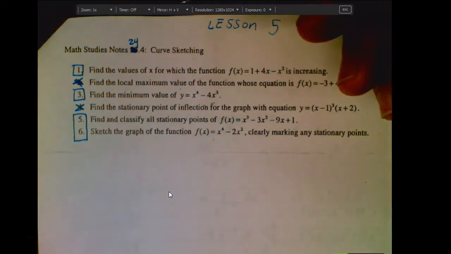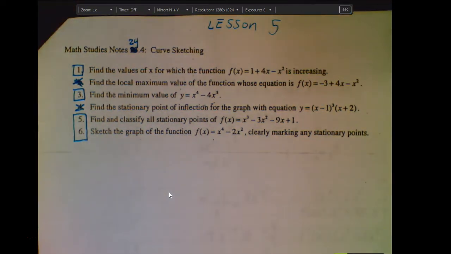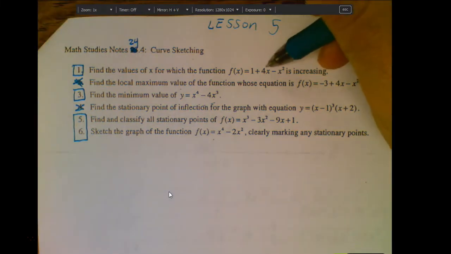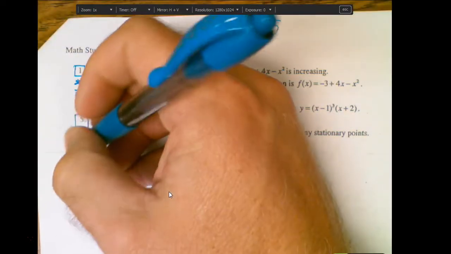So for the first one, it says find the values of x for which the function is increasing. So we've talked about that before. This basically refers to the area of the graph where the slopes are positive. So for number one, let me just start with identifying the derivative of this function.